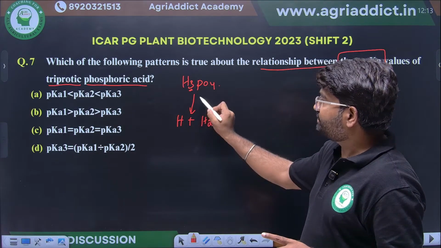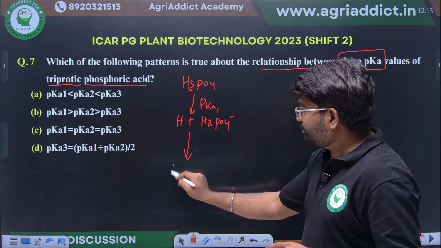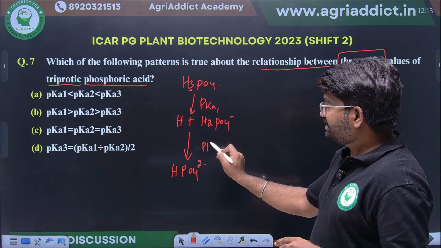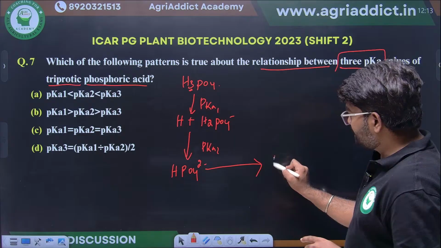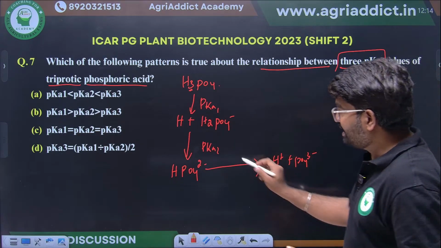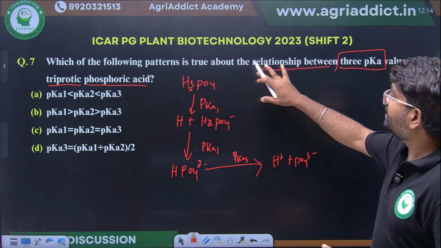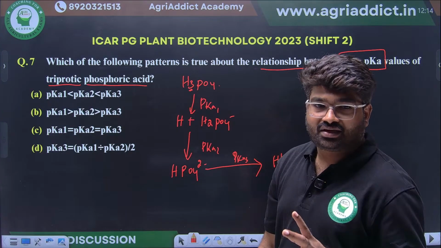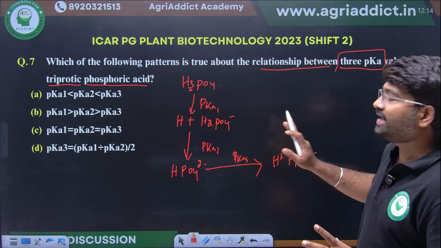Clear, so this is the first ionization. If this is further ionized, it can produce HPO4 2 minus. This is pKa2. If this is further ionized, it can produce H plus and PO4 3 minus. I hope this is clear. They are asking how the Ka will change after each ionization, and what is the true relationship between these 3 pKa values.